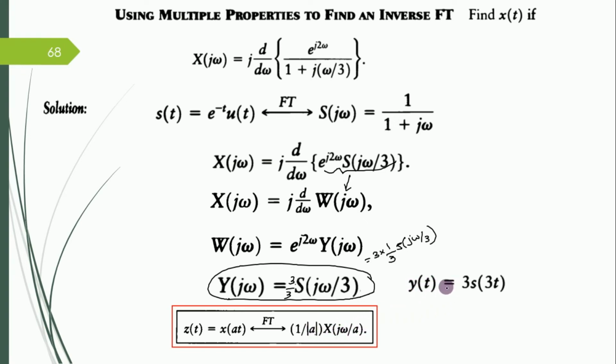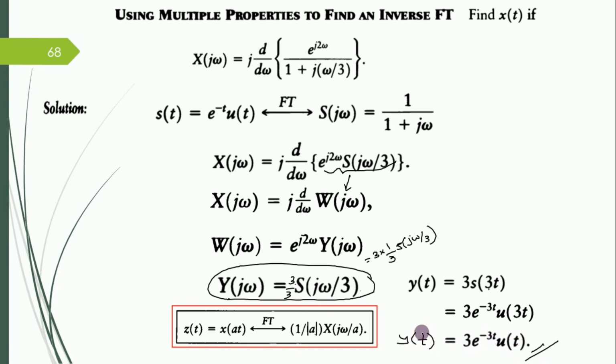Why? Because y of t, I can write it as 3 is a constant, take it outside, 1 by 3 and in this place I can write s of 3t in the time domain. Now s of t is nothing but e raised to minus t u of t. So in place of t I write 3t: 3 into e raised to minus 3t u of 3t. U of 3t and u of t are the same, because if you scale the unit step by 3 you still get u of t itself. So this is y of t: 3 into e raised to minus 3t u of t.